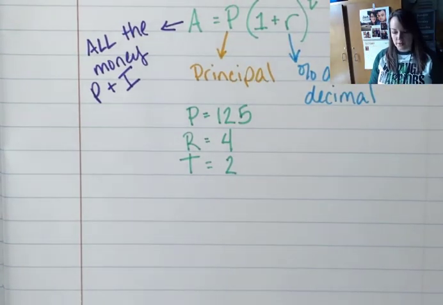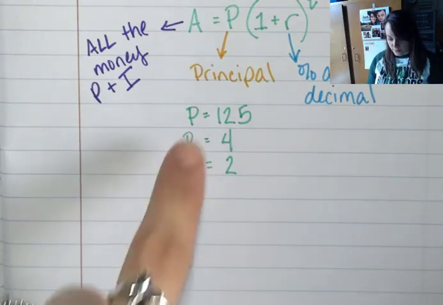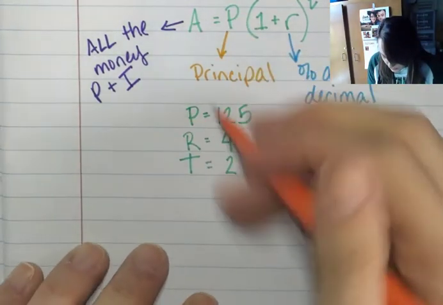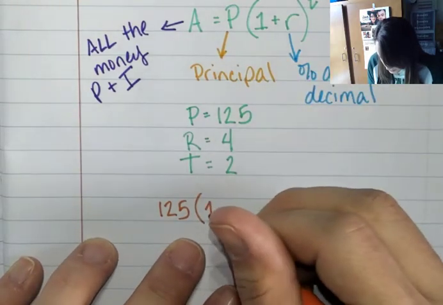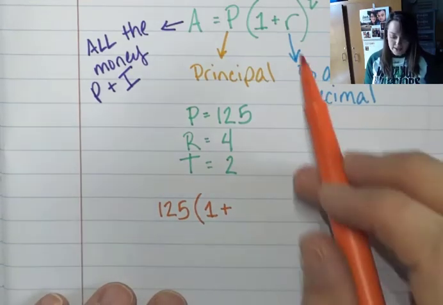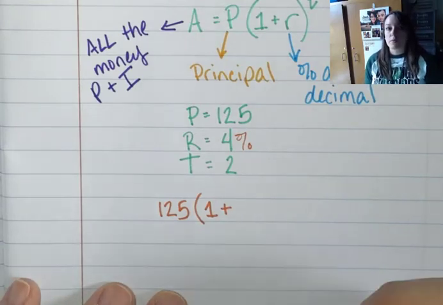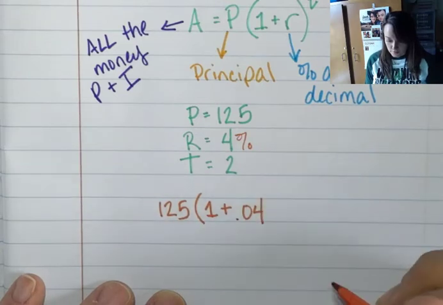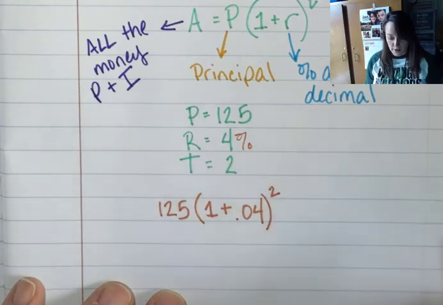If you can use a formula, you just work it out. So it tells me principal, so that's 125. So principal is 125. Then 1 plus, what's the rate? 4. So what's the rate as a decimal? 0.04. Yeah, 0.04. Close the parentheses, and then time is 2, so squared.